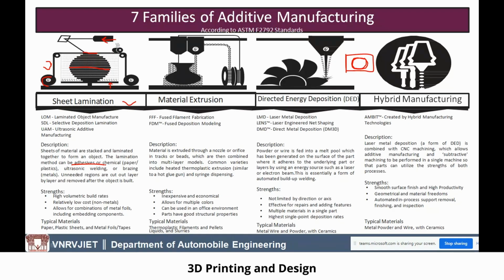the heat which is generated by the laser, as well as the cutting of the second layer, which takes place during the second step. So like that, the process will be continued until the entire model is produced. So that's why it is called sheet lamination.